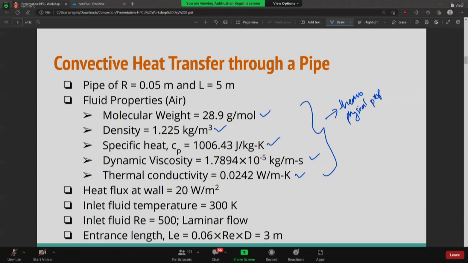And the heat flux at the wall that we're going to provide is 20 watt per meter square, and the inlet fluid temperature is going to be 300 Kelvin. Now, since we're going to simulate a laminar flow, we are keeping the Reynolds number at 500, and we have an empirical relation for entrance length, that is 0.06 times Reynolds number times the characteristic dimension d, which will be 3 meter. So after this 3 meter, at 3.5 meter, we are going to provide this heat flux.